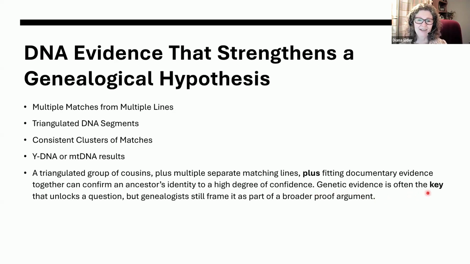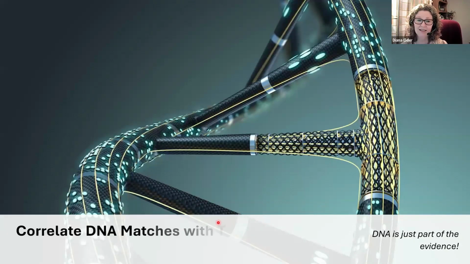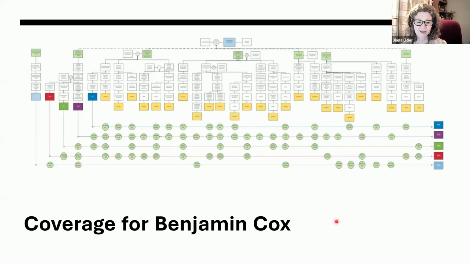So genetic evidence is often the key that unlocks the question, but we still frame it as part of a broader proof argument, which brings us to our final point: DNA is just part of the evidence that we have to correlate with traditional records. So my final slide here is my example from my Benjamin Cox project, where I had some matches to Benjamin Cox through my ancestor Rachel, and they were small. They were all under 20 centimorgans, and I had some, but it wasn't great evidence.